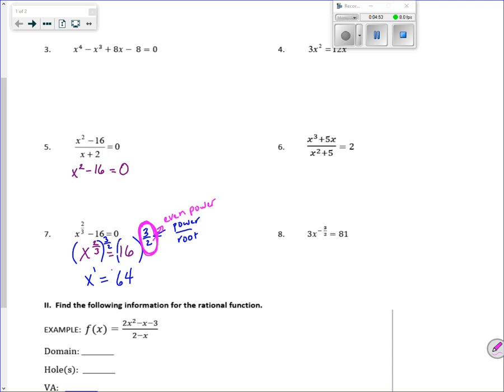Friends, you have to remember a plus or minus. Now let me be very clear, because there are two answers that work. Negative 64 would also work. Let me be very clear.